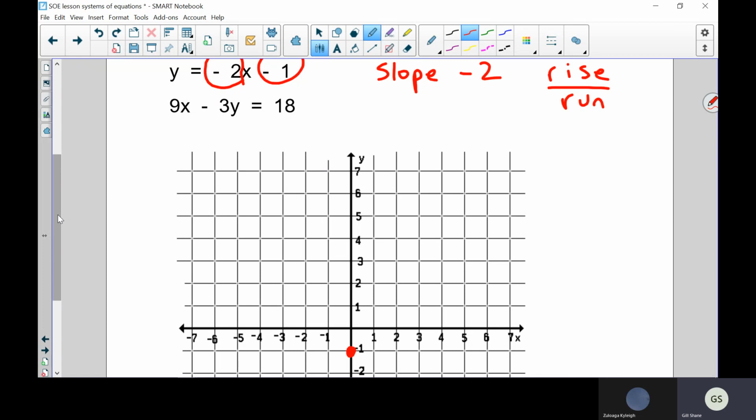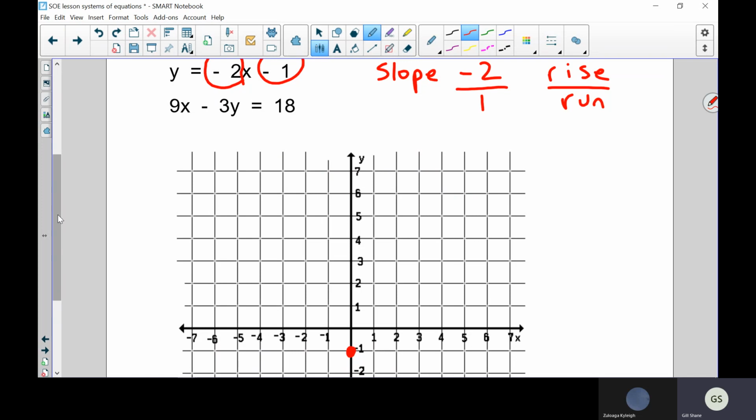I need to change this to a fraction by putting it over 1. I can make any number into a fraction by putting it over 1. Positive 1. Now the 2 stays negative, and it stays on top. Now I have a rise and a run number.